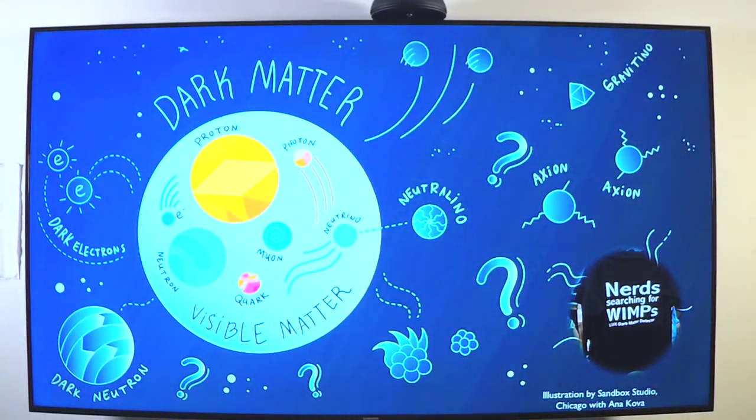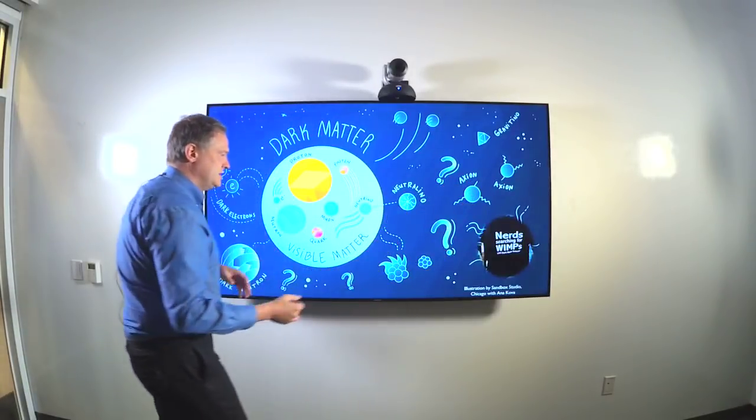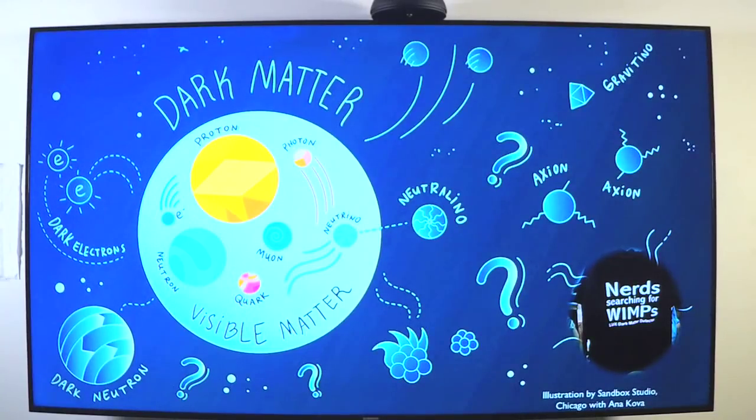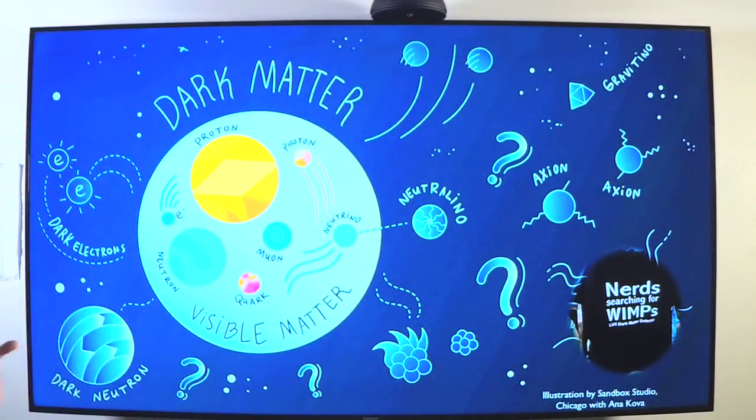Now, we don't know what dark matter is. There are lots of ideas called neutralinos or axions or gravitinos, or dark neutrons, dark electrons, all sorts of possibilities for what the dark matter could be. But we do know that it's a different kind of particle than we have from visible matter, quarks and protons and neutrons and neutrinos and photons. We know it's some kind of new particle.